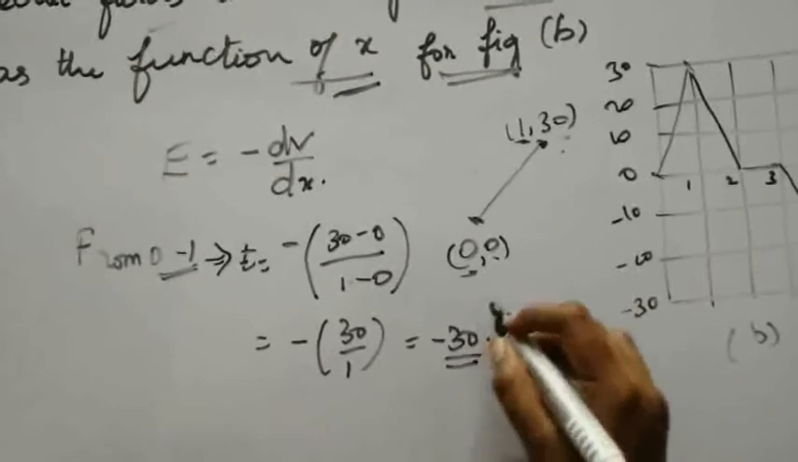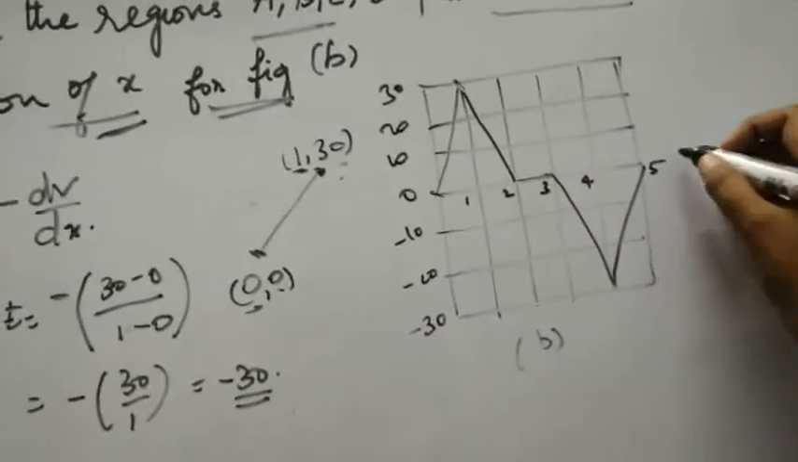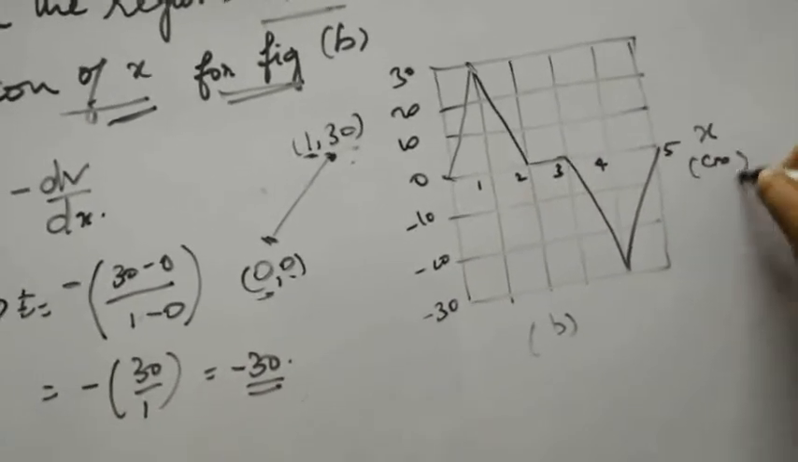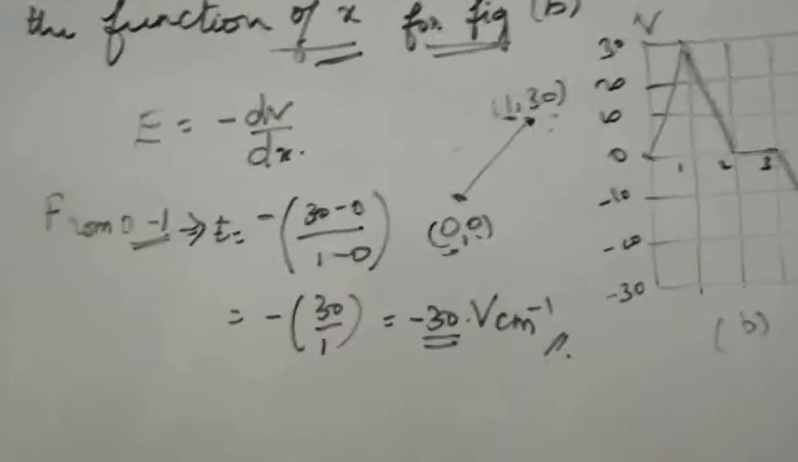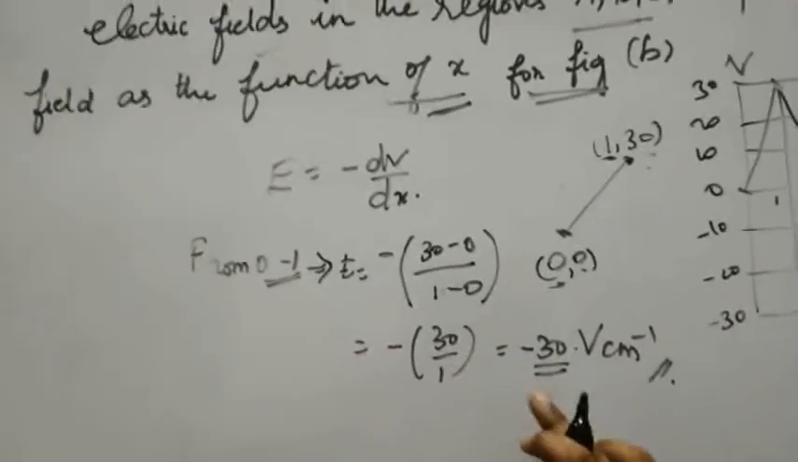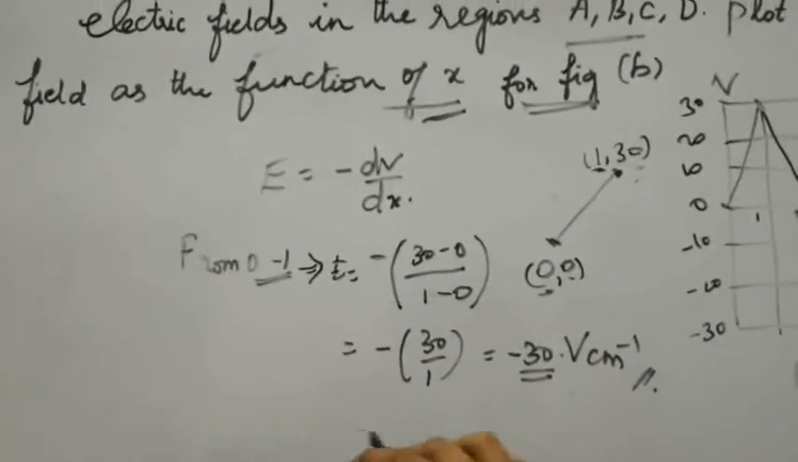For the region 1, x is in centimeters and the y value is in volts, so the unit is volt per centimeter. For the first region the value is minus 30.